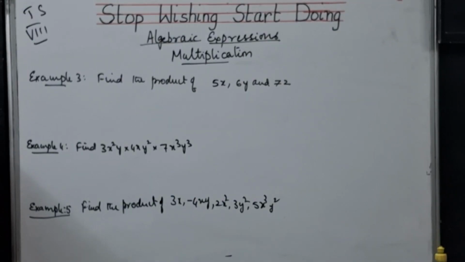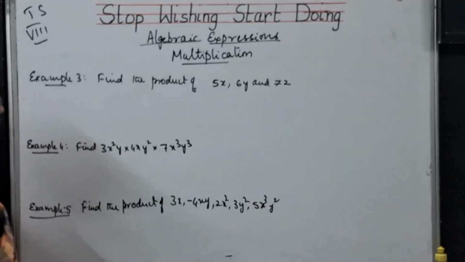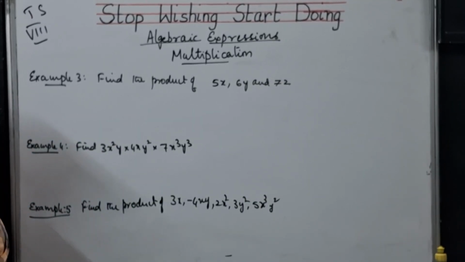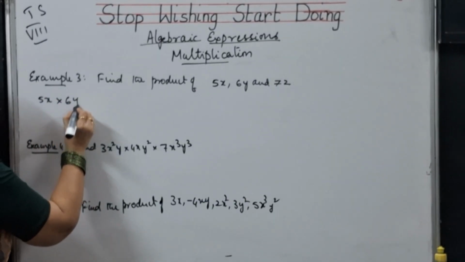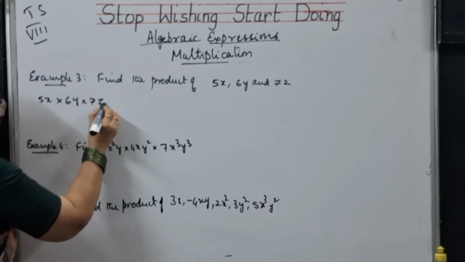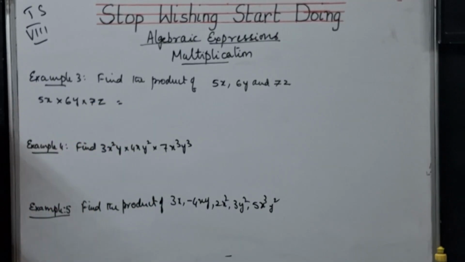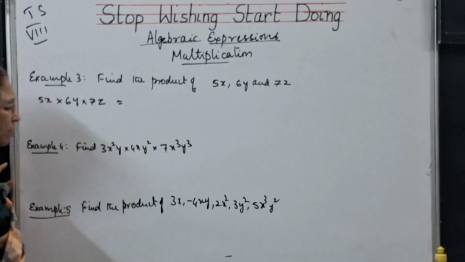Now we have got examples 3, 4, 5, children. In your textbook, they have given it in a very lengthy way, but I will do it directly. This will be easier for you. Find the product of 5x, 6y, 7z. That means 5x into 6y into 7z. These are more than two monomials, children. So even if you are multiplying anything, the property is the same.